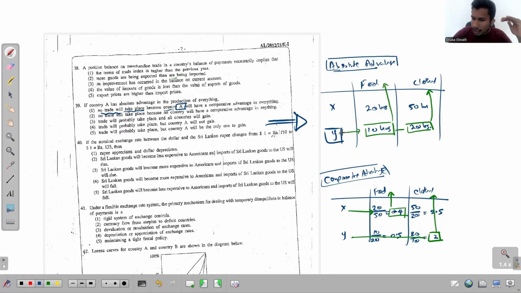So it's true that this country Y has absolute advantage in producing everything, but if you look at the second table, you can understand. When it comes to the comparative advantage, the country Y has the comparative advantage only for producing clothing, not in everything. And so this is wrong.